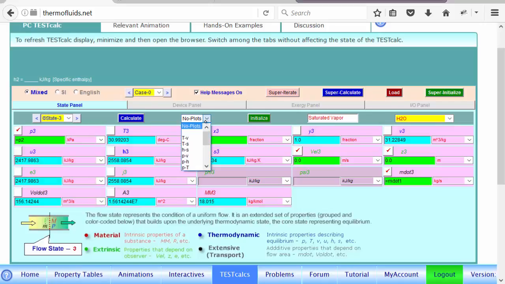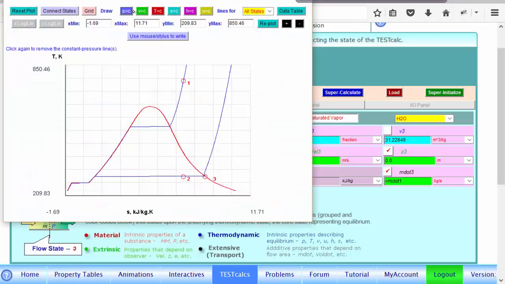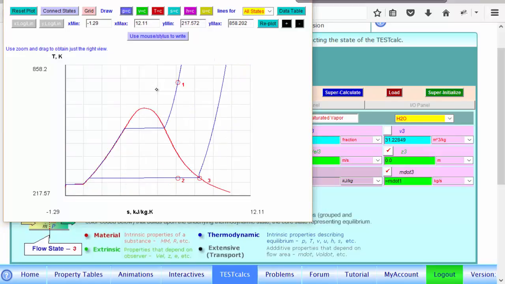We can check how good the calculations are in the TS diagram. If you do constant pressure lines, then you can see that from 1 to 2 is an isentropic line, and from 1 to 3 you can see entropy has increased. It's an actual turbine line.